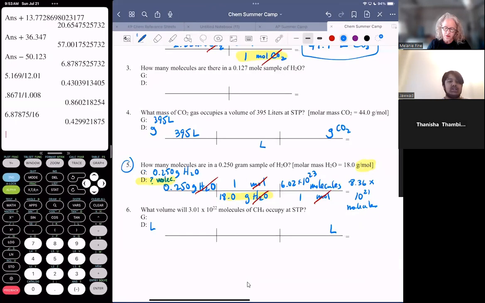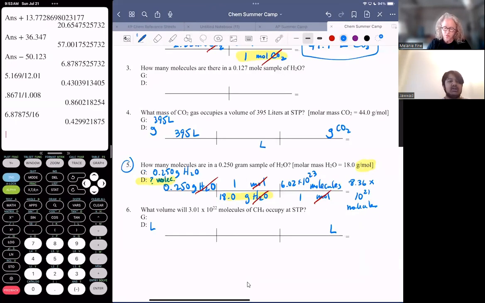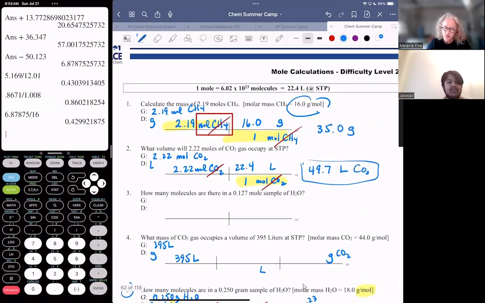Liters. Good. And what are we trying to convert liters to? We're not converting liters to STP, that's temperature and pressure. What can we convert liters to? What's our conversion?